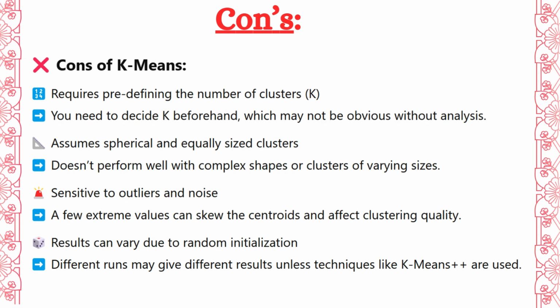Cons of K-means. You have to predefine K. Choosing the right number of clusters isn't always obvious and may need trial and error, or metrics like the elbow method. Assumes clusters are spherical and similar in size. It struggles with complex shapes or clusters with very different densities. Sensitive to outliers and noise. Just a few extreme values can pull the centroids and mess up the results.